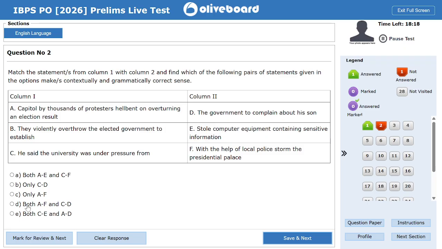Capitol by thousands of protesters hell-bent on overturning results with the help of local police stormed the presidential palace. He said the university was under pressure from the government to complain about his son.